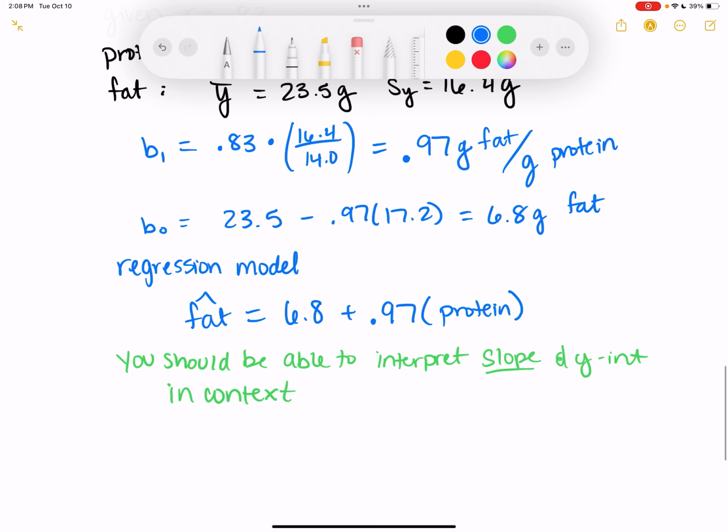All right, so we're going to interpret this in context. So, for above, B1 is equal to 0.97 grams of fat per gram of protein.